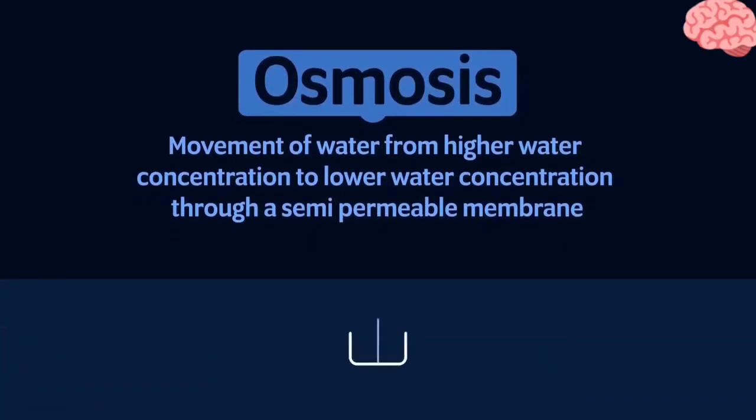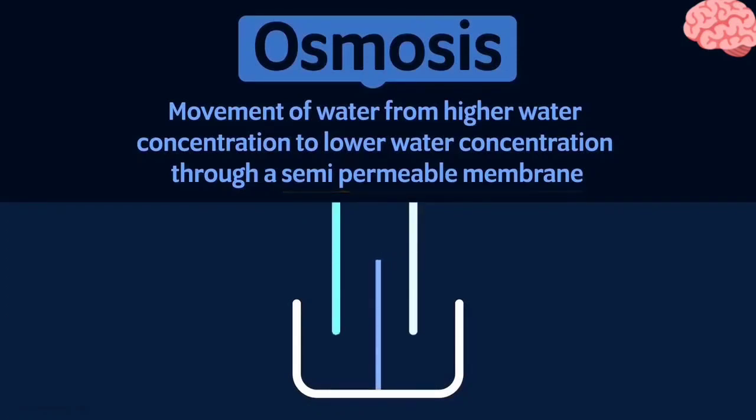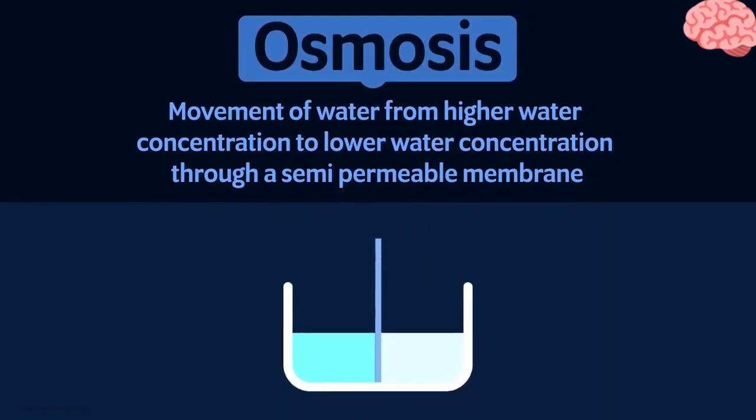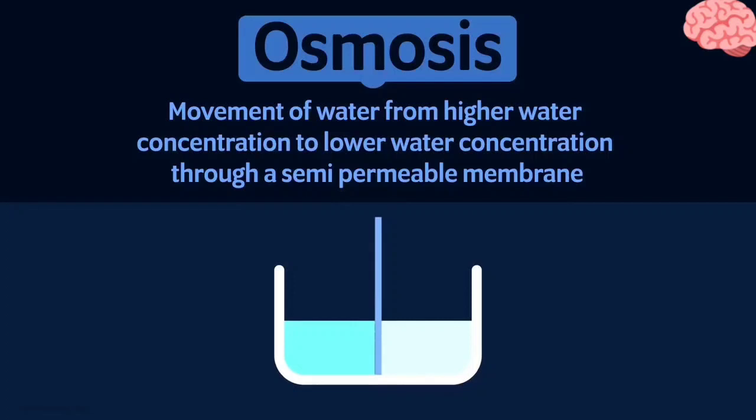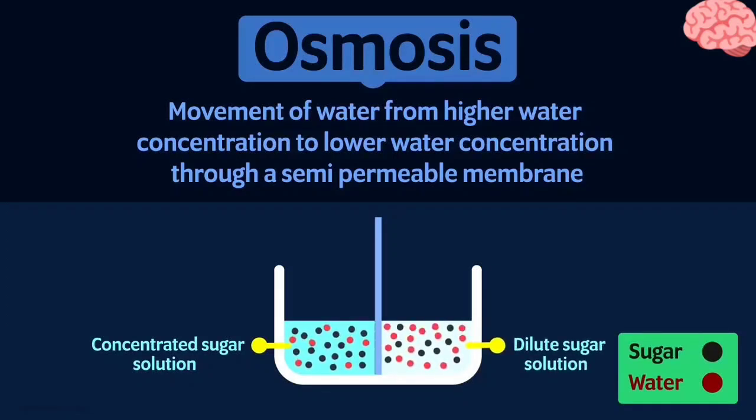So let's say we have this container which is partitioned by the semi-permeable membrane. Now we add sugar solution on both sides. However, the concentration of each is different. Here we add concentrated sugar solution while here, dilute sugar solution. That means the concentration of water in this solution is obviously more compared to this.